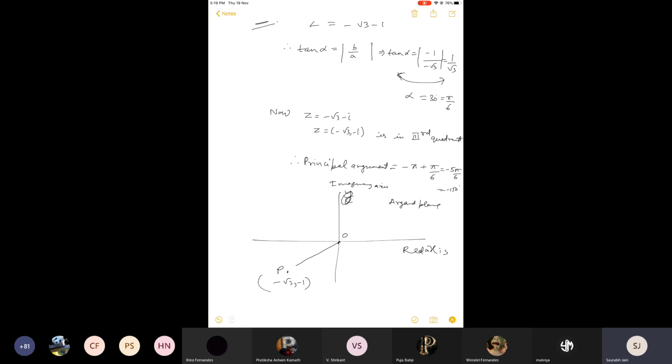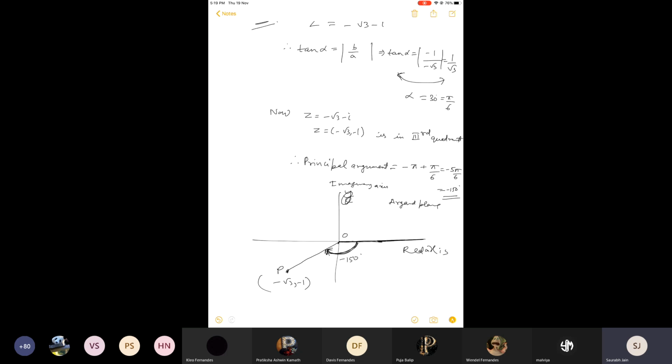When you join O to P, the principal argument is coming minus 150 degree. And this is your real axis from where we measure the angle. Can anyone tell me this angle minus 150 degree, which type of angle is this? What is the direction? Clockwise. Yes, this is clockwise, right? Minus 150 degree. So this is the angle which OP makes with positive real axis in clockwise sense.